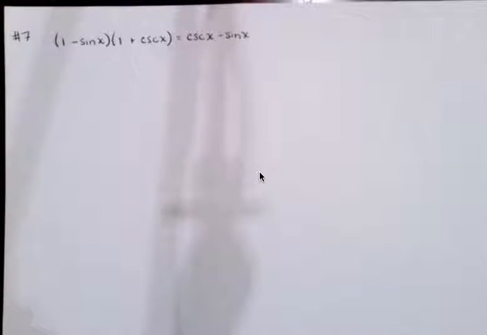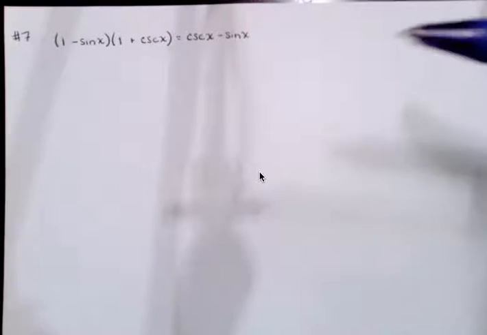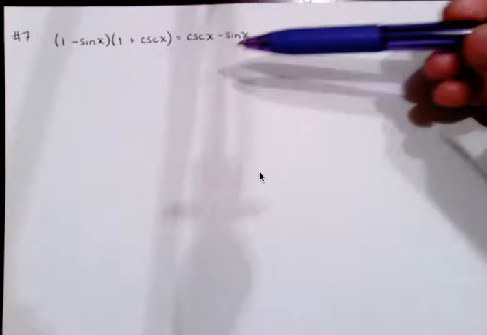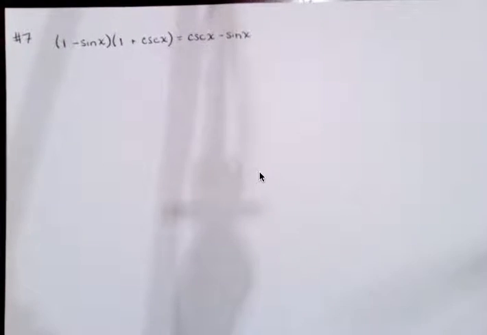Here is number 7 on your trig proofs packet number 1. And again, remember, anytime we're trying to do a proof, we have to choose one side and then start manipulating it with algebra and the trig identities we know and try to get it to be equal to the other side. So again, always try to choose the more complicated side, and if that doesn't work, you can try the other side. It's just a game you kind of have to play.